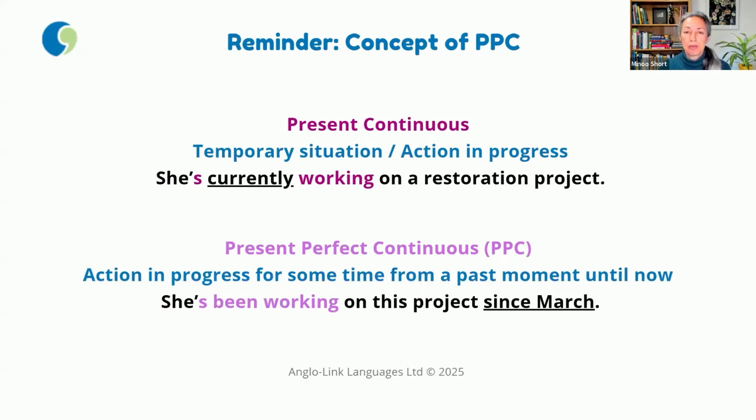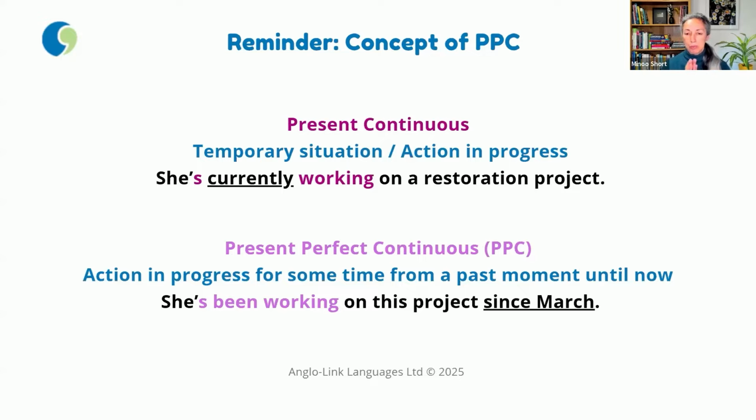Let's remind ourselves of what we saw in the previous lesson. First, the difference between present continuous and present perfect continuous. As you know, present continuous refers to a temporary action, an action in progress. For example, she's currently working on a restoration project, whereas present perfect continuous is also an action in progress, but now we're insisting that this action has been in progress for some time from the past moment until now. For example, she's been working on this project since March.